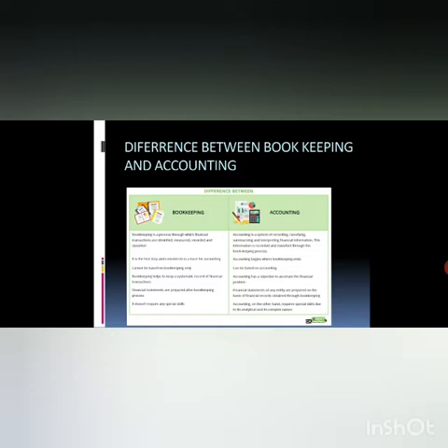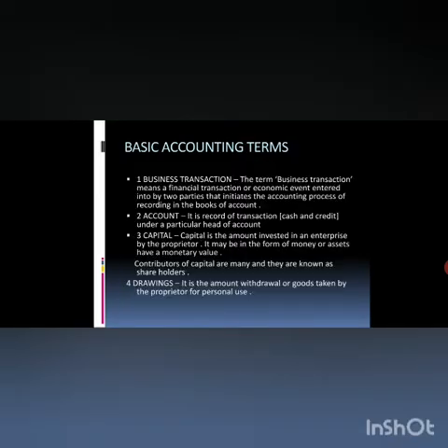It does not require any special skills. Accounting, on the other hand, requires special skill due to its analytical and complex nature. Now, basic accounting terms.